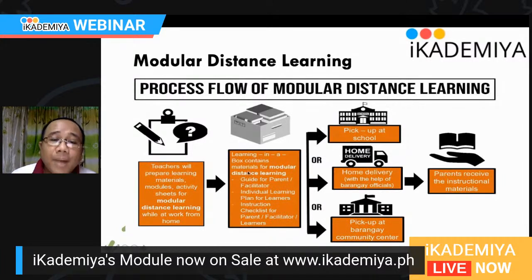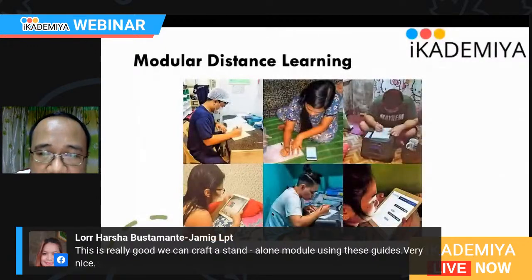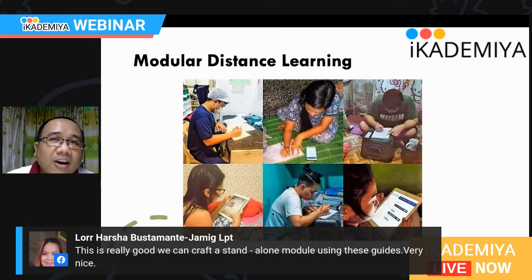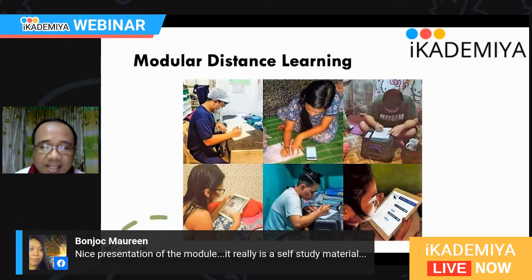Now, what are the parts of this module? We have the teacher's guide, the activity itself, the instruction, and then the checklist. These are some of the pictures I've gathered that promote modular distance learning. The teacher will do the module. The students will answer it in different ways, whether by cell phone, by their own tablet, or by learning packages.